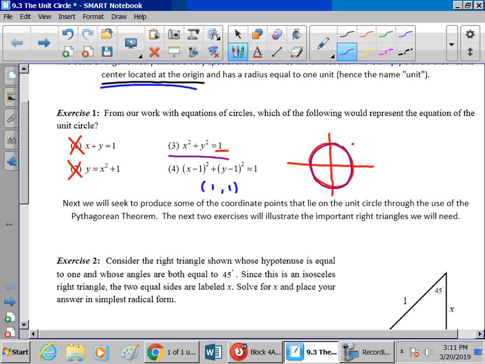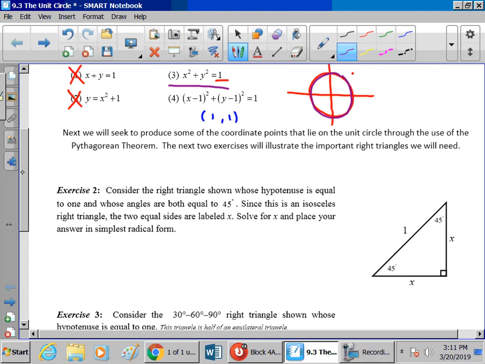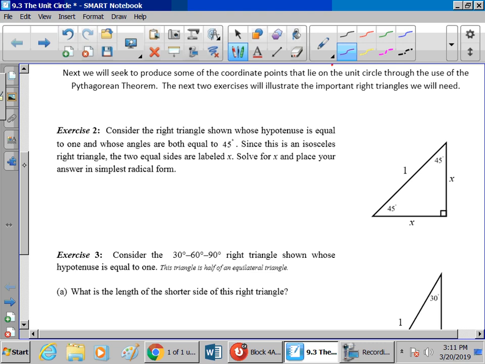All right, so now we want to have some convenient points memorized, or at least known. And we're going to get them by the Pythagorean theorem. And this is going all the way back to geometry. This is nothing but geometry, so dust off that knowledge from your brains and join me at exercise 2.